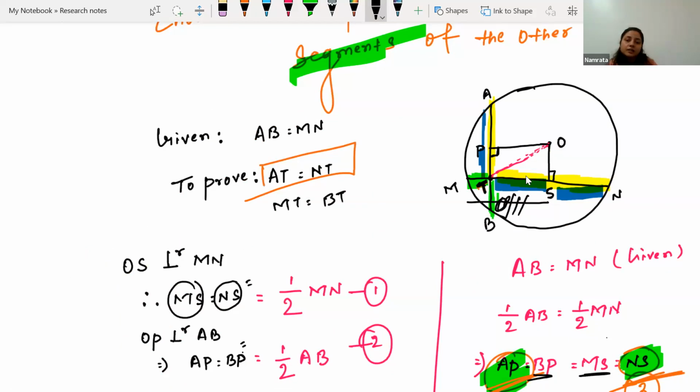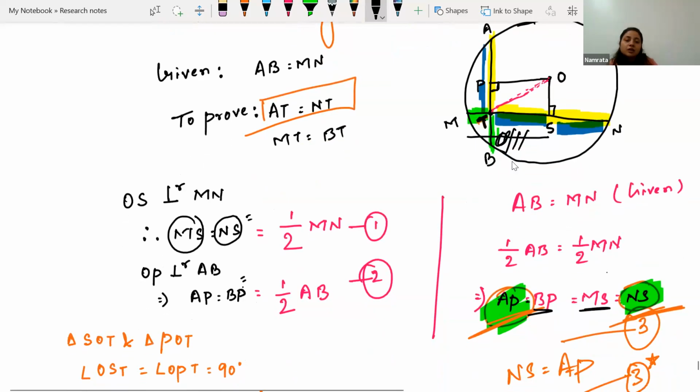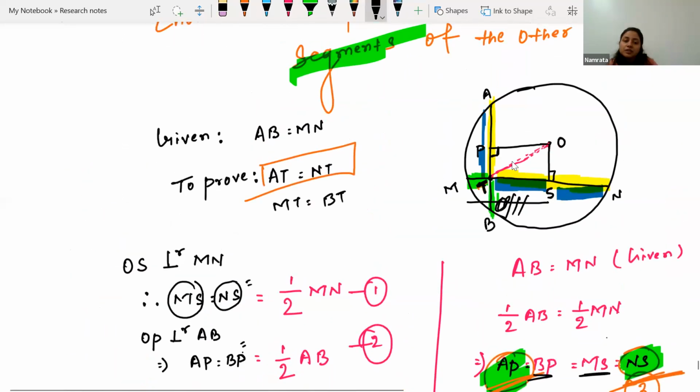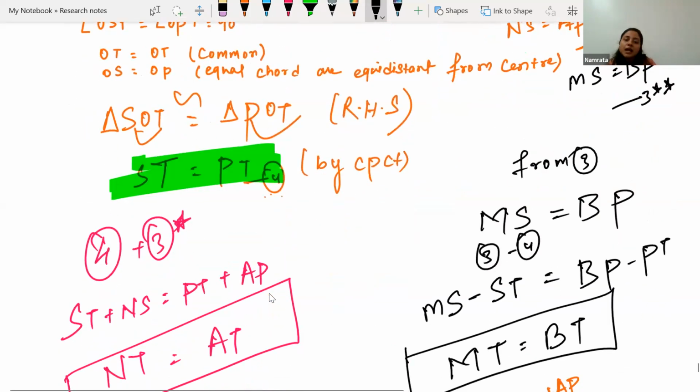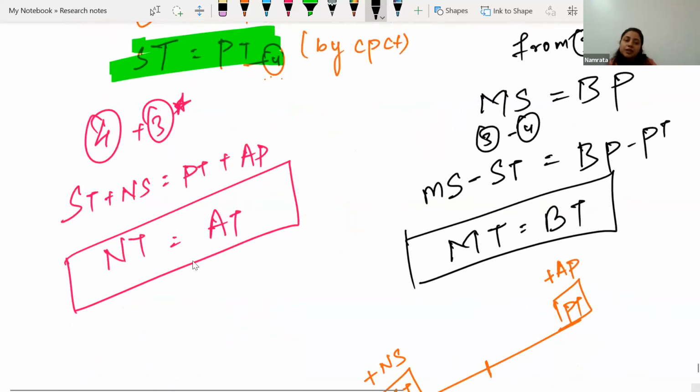According to the construction we are saying that this triangle and this triangle both are congruent with each other. Once we are showing the congruency, we have got by simplicity that ST is equal to PT. Now we are adding, one time we are adding it with the equation number 3, and another time we are doing the subtraction.